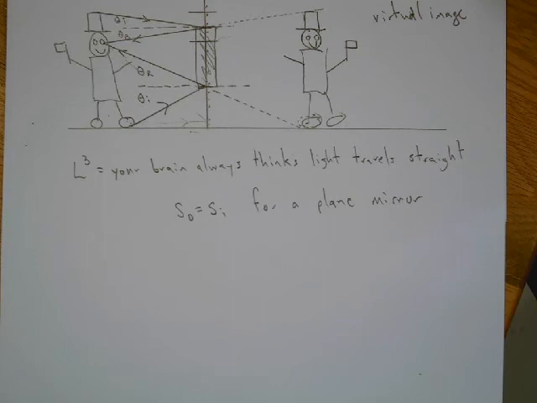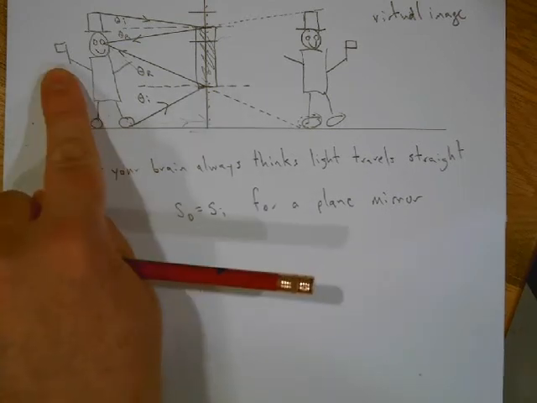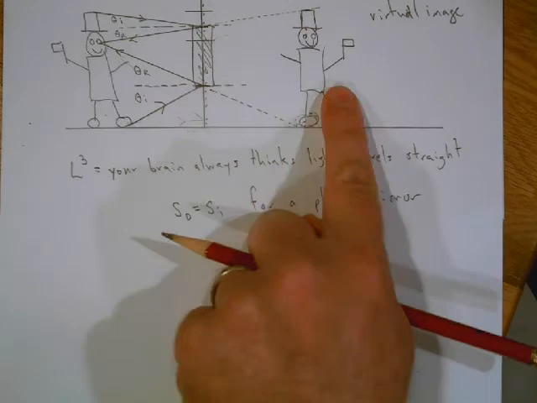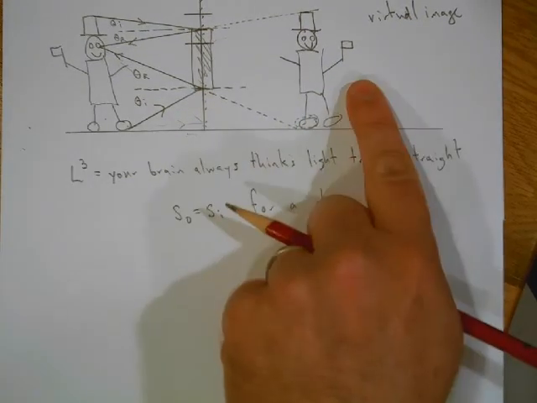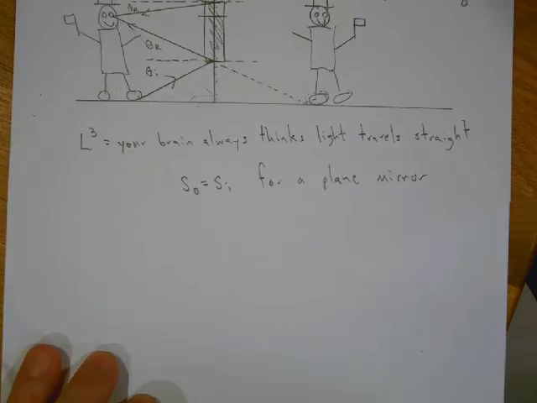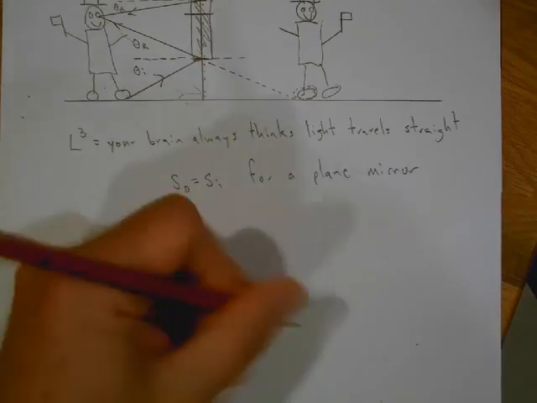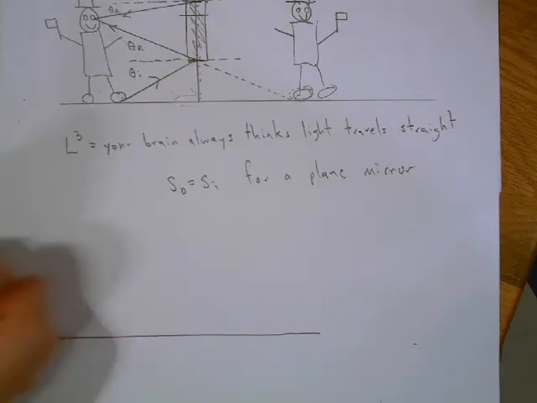Okay. The other thing I want to point out is in a plane mirror, the image gets reversed. You'll notice, hey, look, he's holding it there, and then he's holding it there. It got reversed. He's holding it in his left hand. He's holding it in his right hand. So let's talk about why it actually gets reversed.